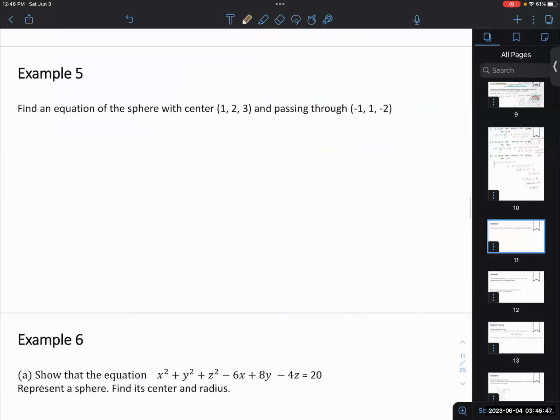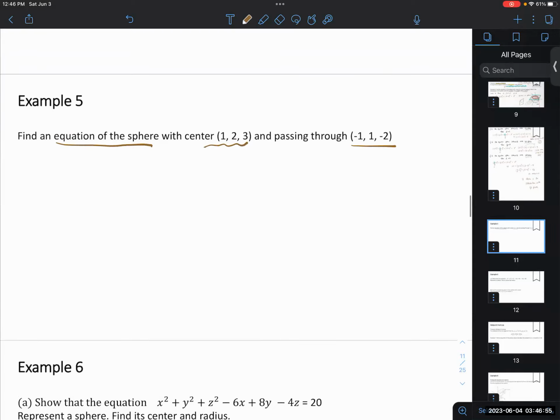All right, similar question, but this time they want you to find the equation of the sphere when the center is (1, 2, 3), and it's passing through (-1, 1, -2). So if you imagine the sphere, the center is going to be (1, 2, 3), and this sphere is hitting (-1, 1, -2). So this is the situation. They're hitting this point, and it's going to create a sphere, and we need to find that equation.